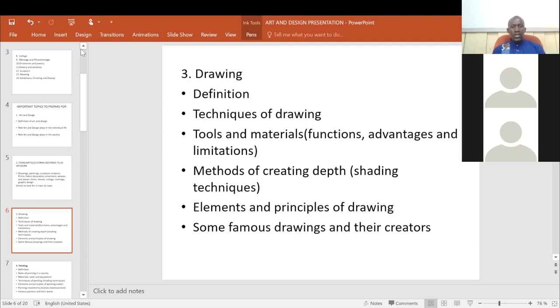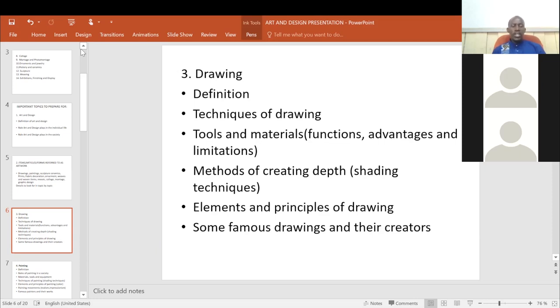Something else that you also ought to understand, we have what we call stages of drawing. What are the stages of drawing? For every artwork that you make, you need to understand the process and the procedure of making the artwork. In drawing, we can talk about the stages as part of the process of creating a drawing.